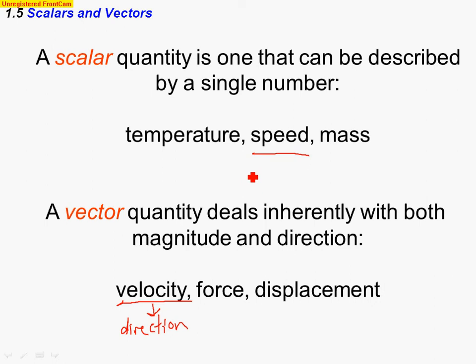So speed might be given as 5 miles per hour, and that fully describes the object's speed, how fast it's going, whereas velocity would have to be given as 5 miles per hour north, for instance. So this is a velocity because it includes a direction. This does not. That makes this a vector and this a scalar.